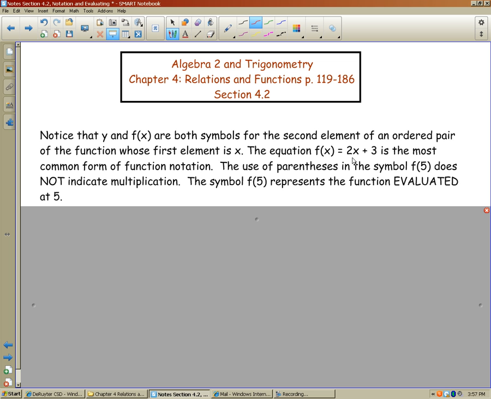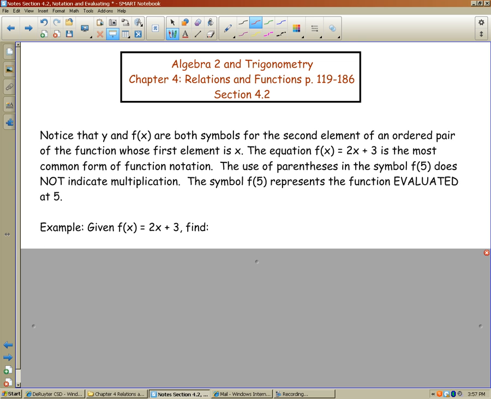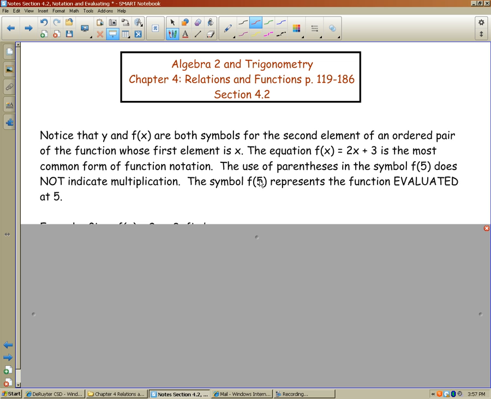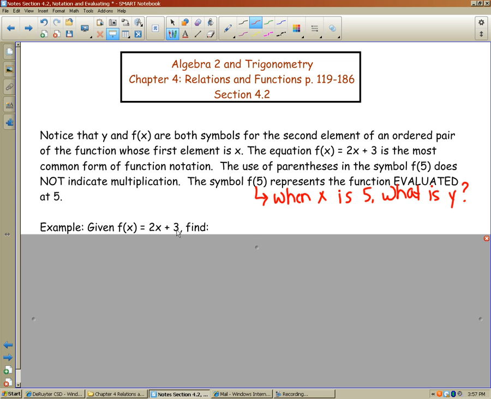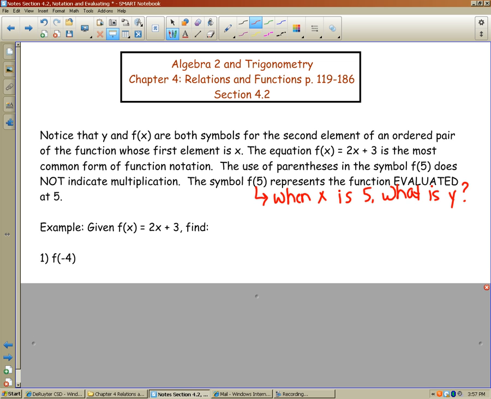So if I say to you, when x is 5, what is y? I can write that out, but the easiest way to say it is to say f of 5. So that means the same thing as when x is 5, what is y? That means all of that. So, again, using that same example, 2x plus 3, we're going to evaluate f of negative 4. So again, f of negative 4 means when x is negative 4, what is y?